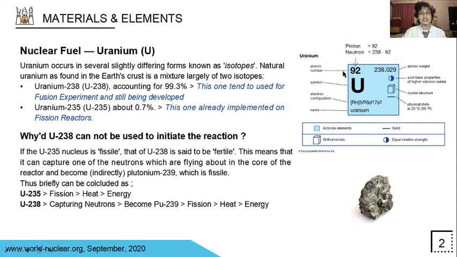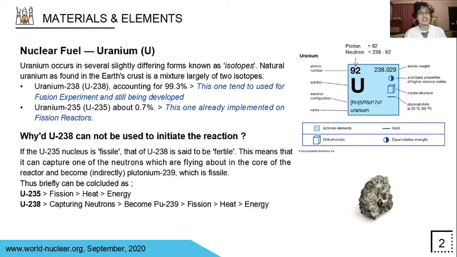On the left side, we can see the atomic number represents the protons, and the neutrons are the subtraction between the atomic weight and the atomic number. So the difference between each uranium is the difference in its protons or neutrons. In the Earth's crust, we can find only two uranium isotopes. The first one is uranium-238, which accounts for 99.3%, and this one is still being developed for fission experiments. The other is uranium-235, at 0.7%, and this one is already implemented in fission reactors.